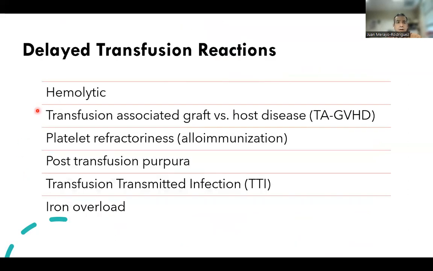Looking into delayed transfusion reactions, we have the hemolytic as well, transfusion-associated graft-versus-host disease, which is rarely seen these days, platelet refractoriness due to alloimmunization, post-transfusion purpura, transfusion-transmitted infections, which is also rare lately, except for one of them that you will see in the following slides, and iron overload, which can be seen in patients with multiple, chronic transfusions like sickle cell or thalassemia, for example.